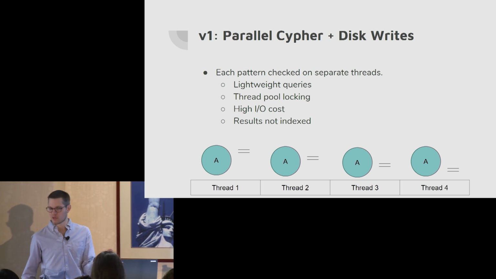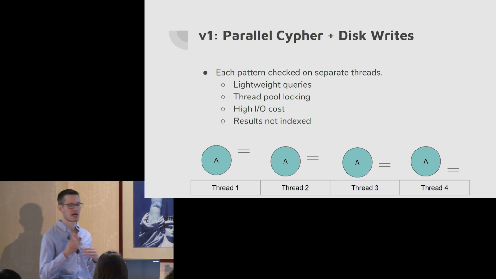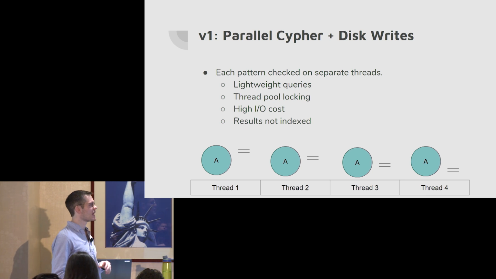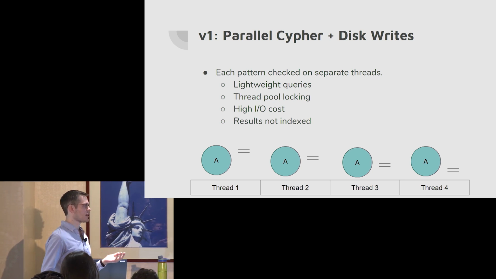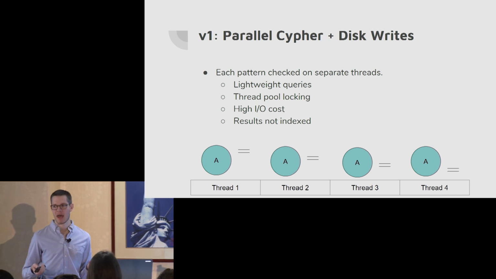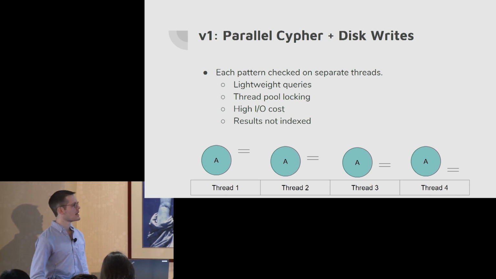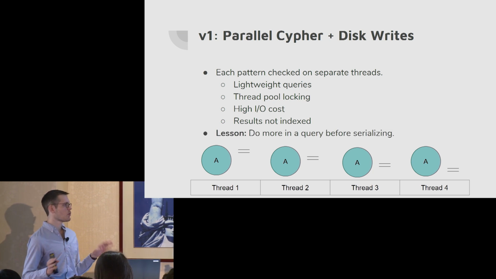For small portfolios, it worked pretty well. As you got bigger, there were just way too many threads being spun up and then, again, later being used again. And then the worst part of it is that our results weren't indexed. We would just get all the data back and then dump them out into these files and then have to aggregate them later. So the lesson here was do more in a query before you start serializing it.